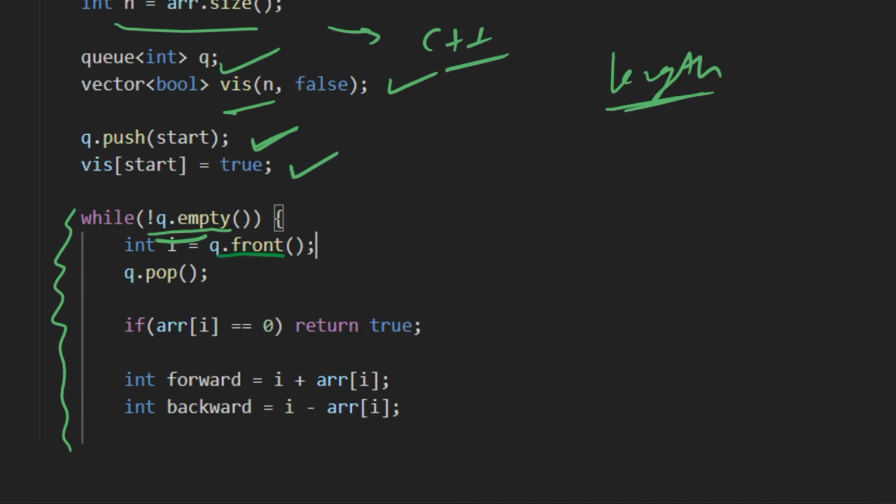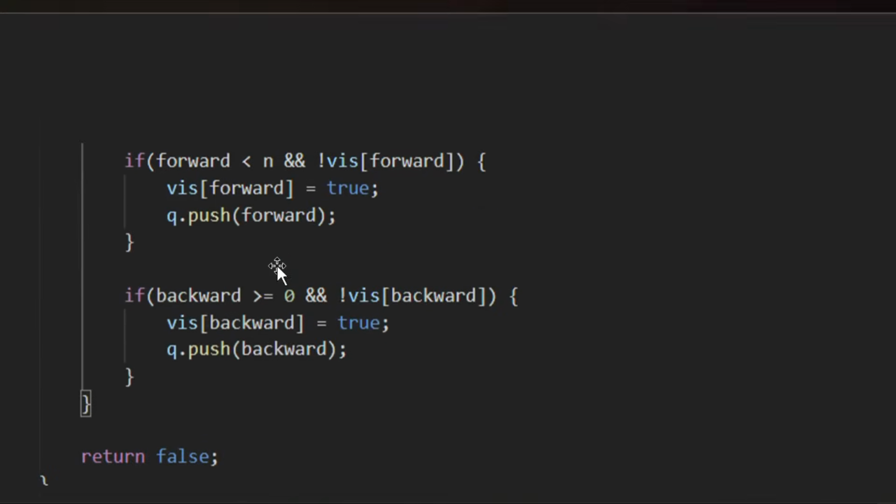then we take the front element from the queue, which is the index that we have put, so it will be initially the starting index, and then pop that index, and then we check whether that index has value 0. If that index has value 0, then we return true. Else, we take the forward jump, which will be I plus array of I, and backward jump I minus array of I, right?